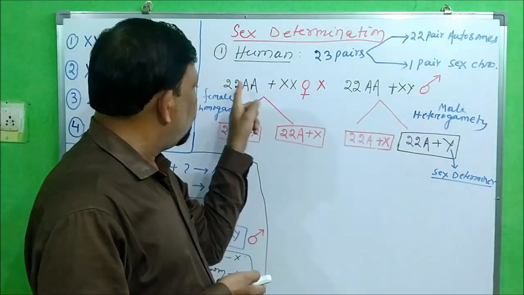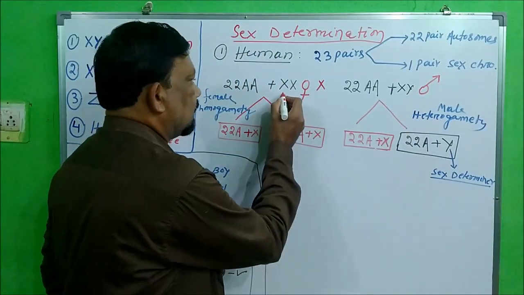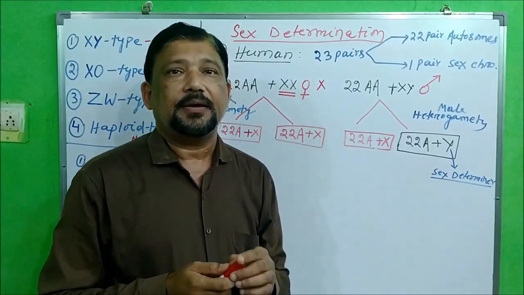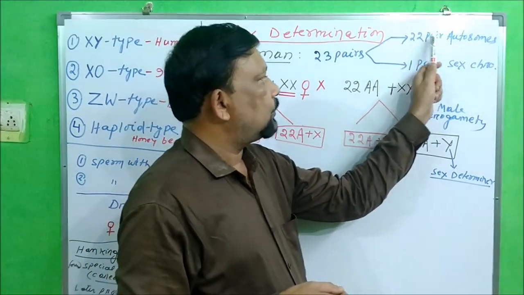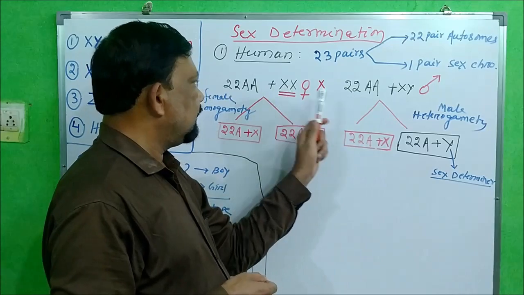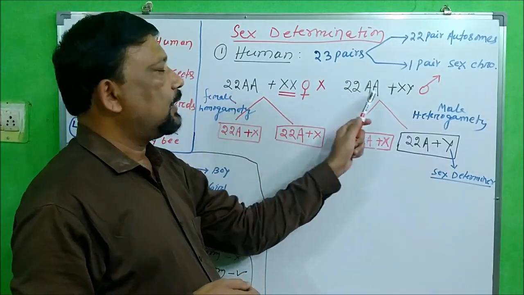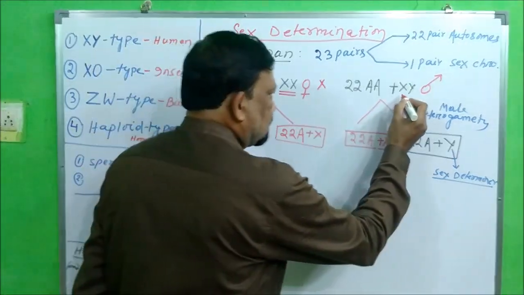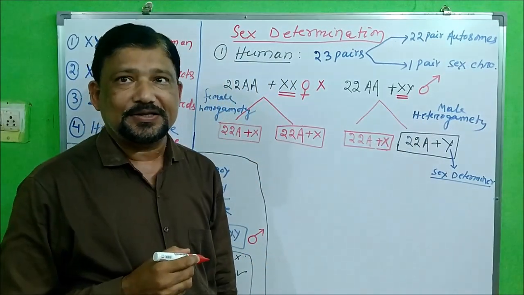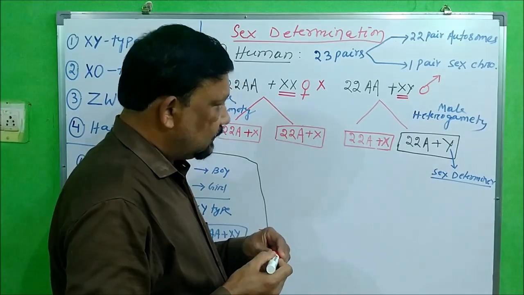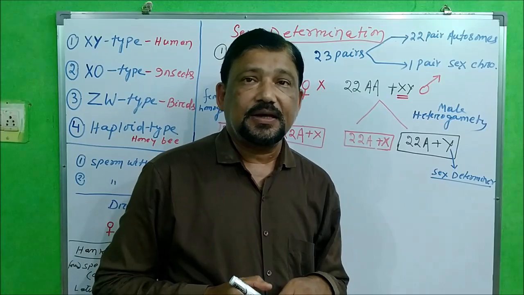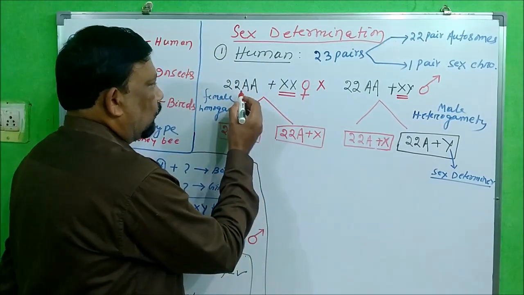And in female, it is XX, meaning both the chromosomes are similar. Whereas the autosomes, 22 pairs AA, are the same in both male and female. This sex chromosome pair, which is in heterozygous condition in the case of male, is responsible for the determination of sex. See how.